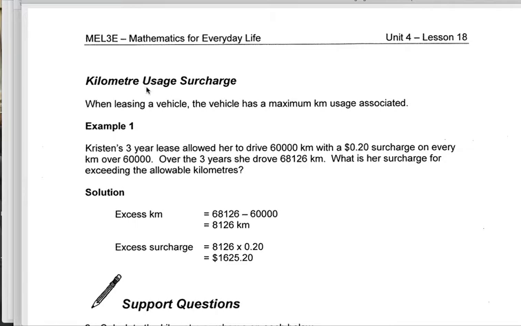So there's a kilometer usage surcharge. When leasing a vehicle, the vehicle has a maximum kilometer usage associated. So for example, Kristen's 3-year lease allows her to drive 60,000 kilometers with a 20-cent surcharge on every kilometer over 60,000. So if she goes 60,001, she'd have to pay 20 cents as a surcharge. Over the 3 years, she drove 68,126 kilometers. What is her surcharge for exceeding the allowable kilometers?